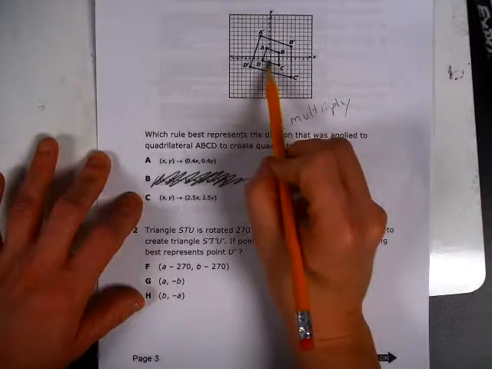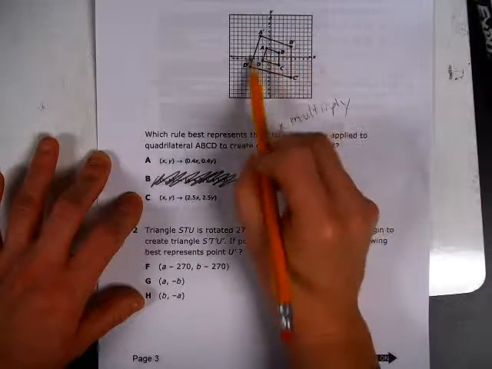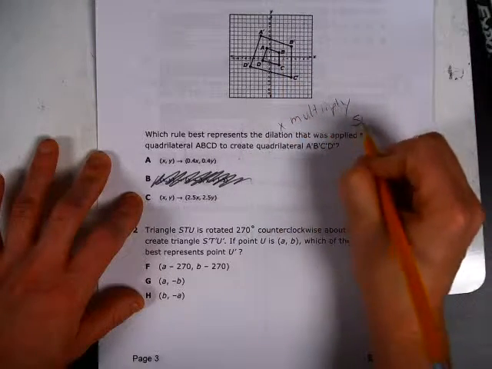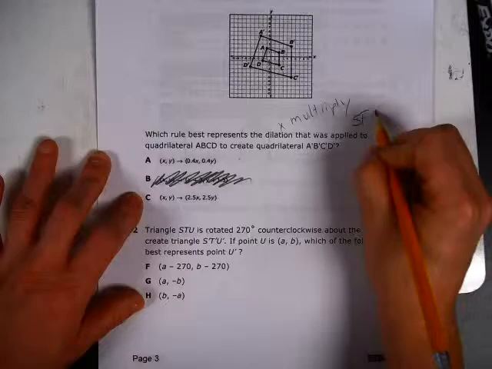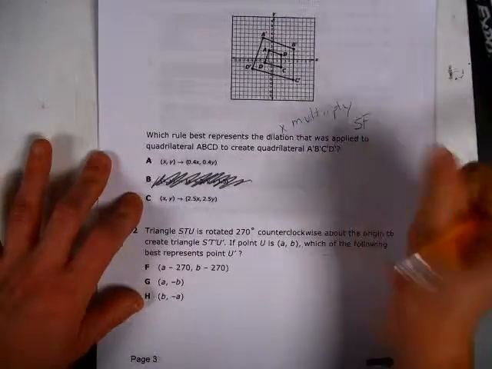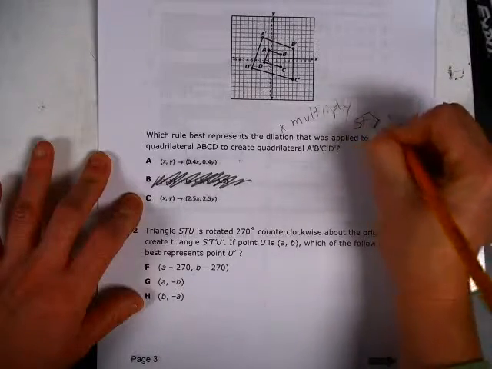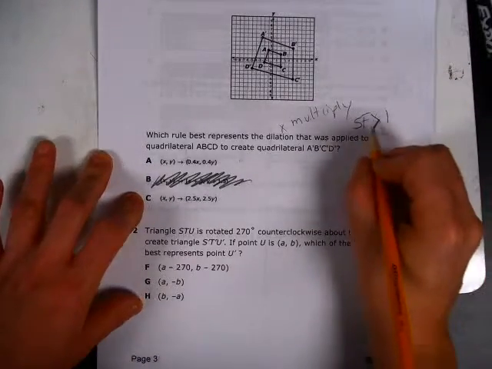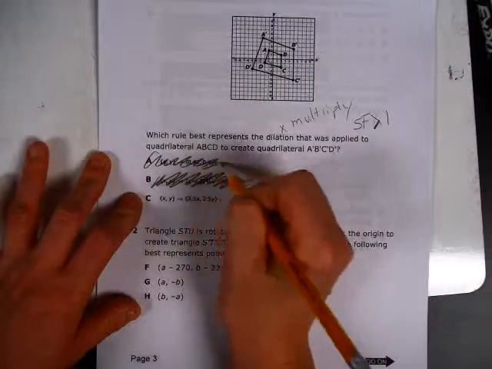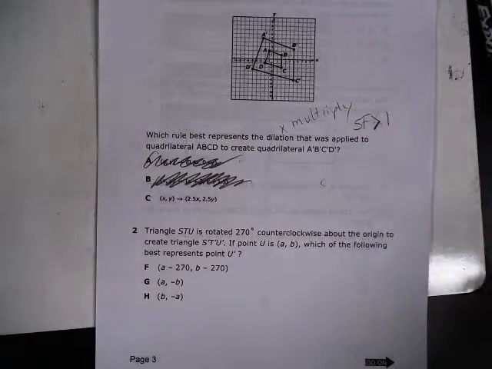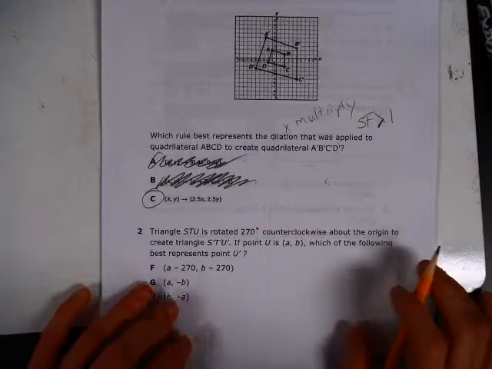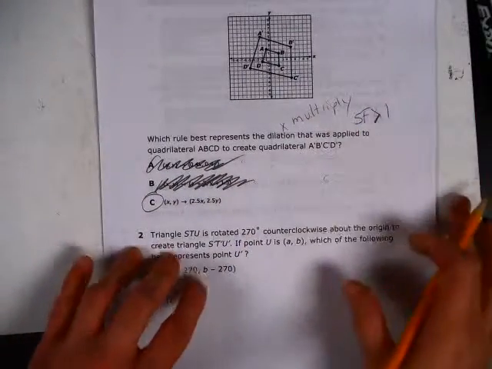Now I look at it. This was my original, this was my new. It's gotten larger. So I know the scale factor has to be larger, or bigger than 1. This has to be bigger than 1. This is less than 1, so this can't be the answer. And funny enough, I have my answer. I didn't have to do anything but use what I already know to figure out this answer.